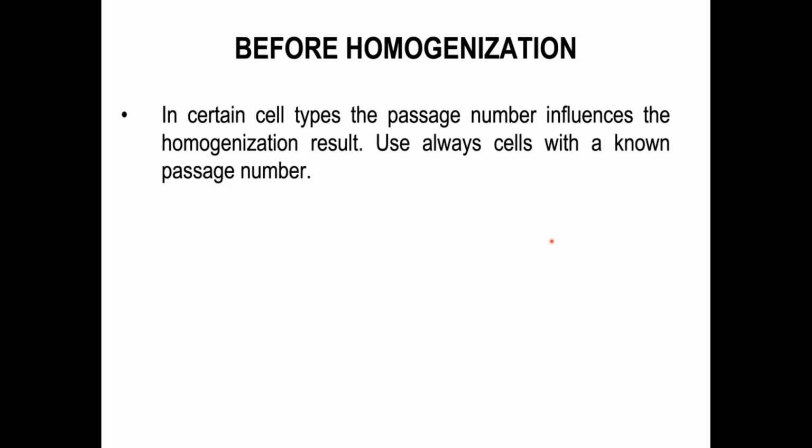on the tissue culture plate change over time and flatten out, they cover a huge surface, they rearrange their cytoskeleton, and they become very, very unpredictable in their behavior when you try to homogenize cells. Therefore, always use cells with a known passage number.